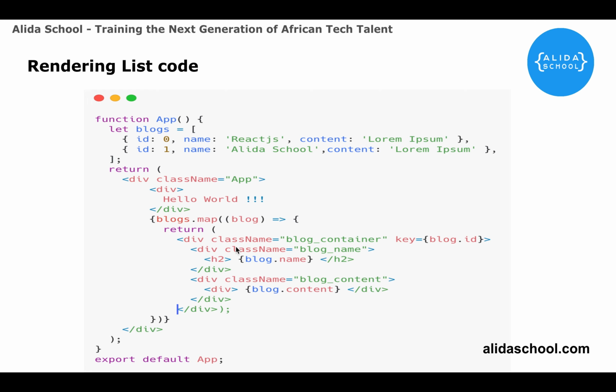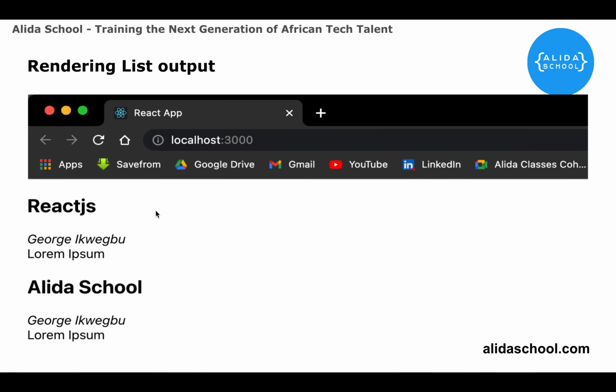Now, inside of the div, we also are going to have another div for the blog name, which is going to contain our blog.name. Now, remember that I said that at every loop in this particular array, we have access to each of the elements here as blog. So to access this object, we can simply do blog.name to grab the name, and also blog.content to grab the content. Once we are done and we preview this on the browser, we'll get to see something like this.